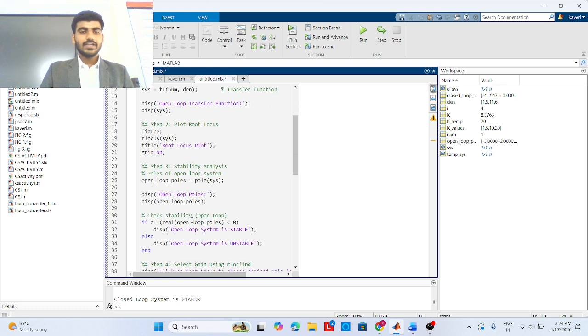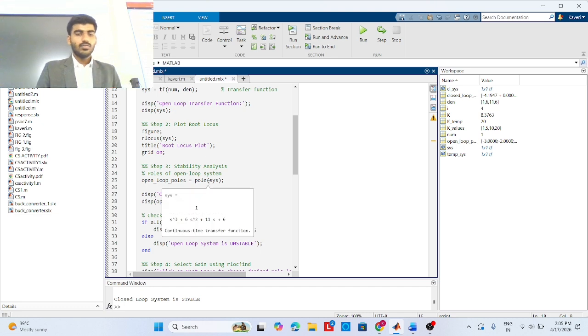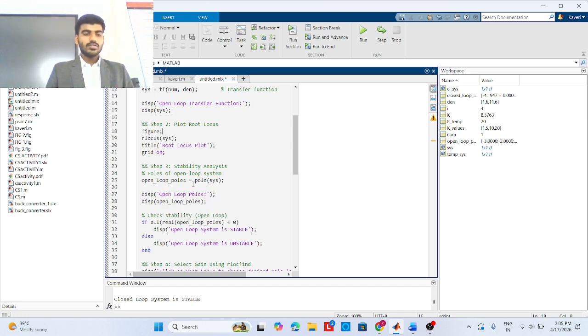Next, step 3: system stability. I find the open loop poles using the poles function. If all poles are in the left half of the s plane, the system is stable.